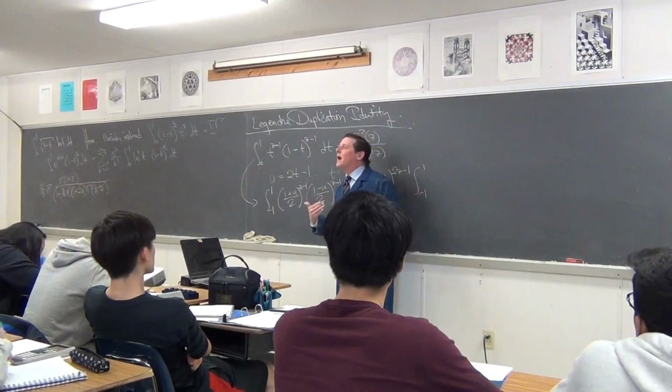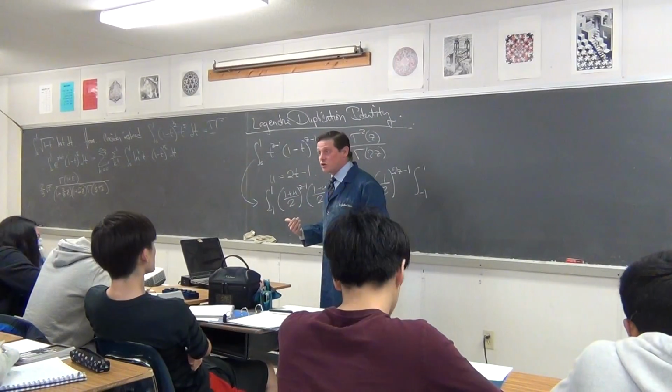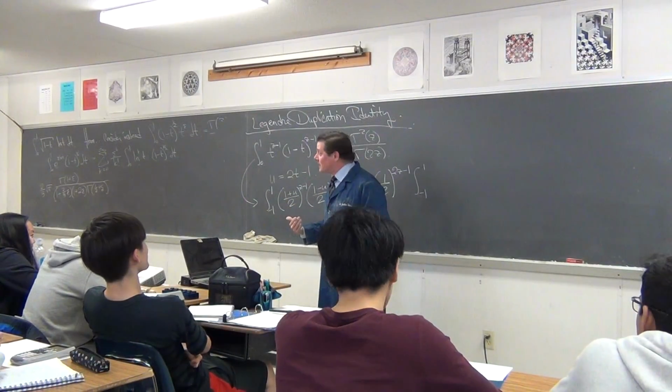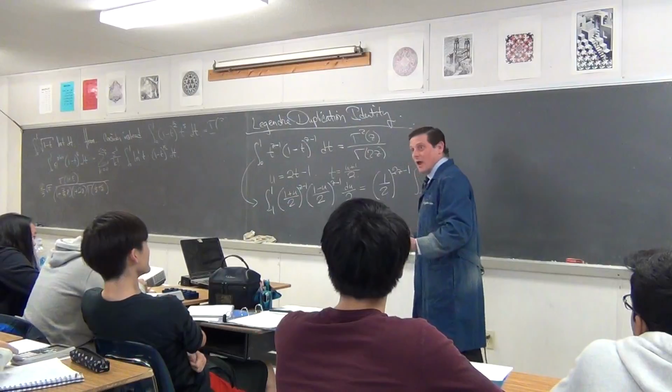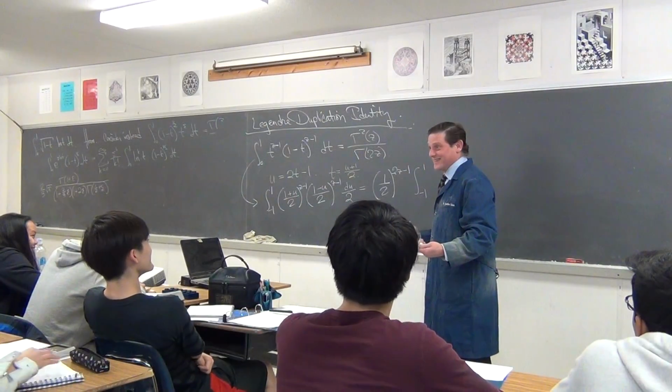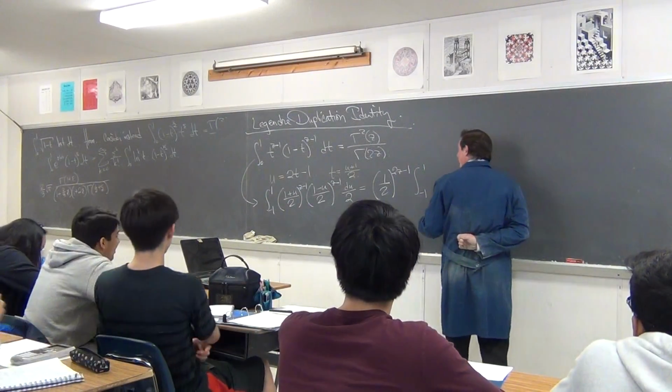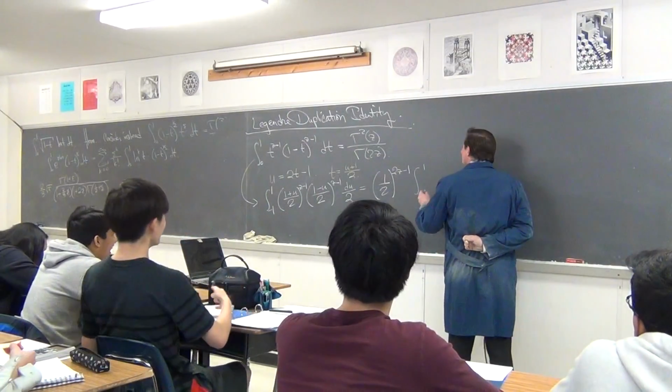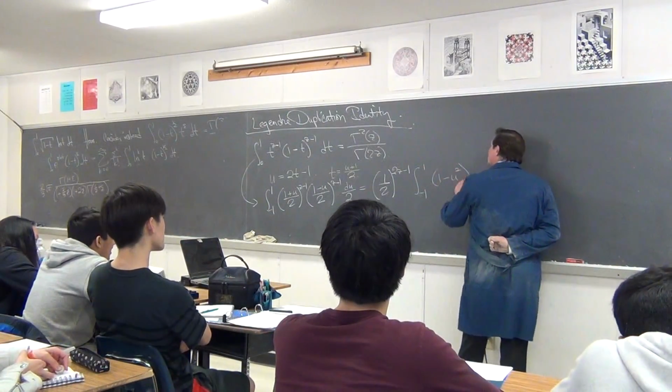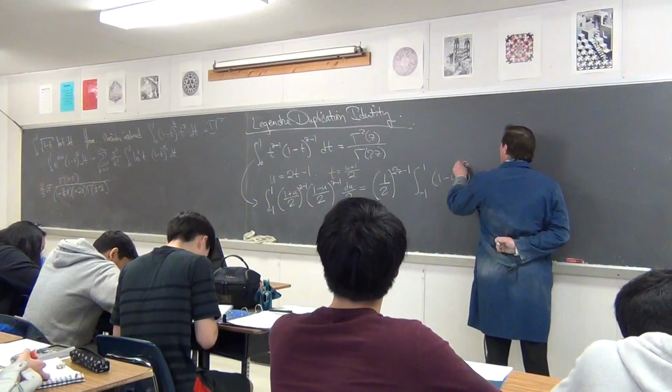So what might I do had I taken algebra 1? That's right, difference of 2 squares. Everybody remember difference of 2 squares? So it'll be 1 minus u squared to the power of z minus 1 du.